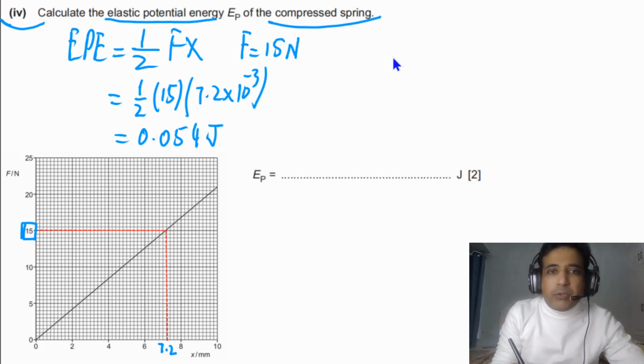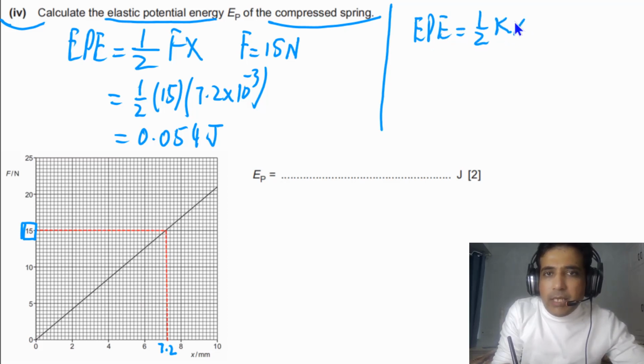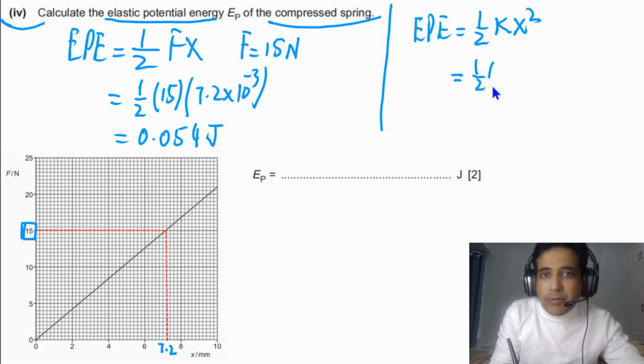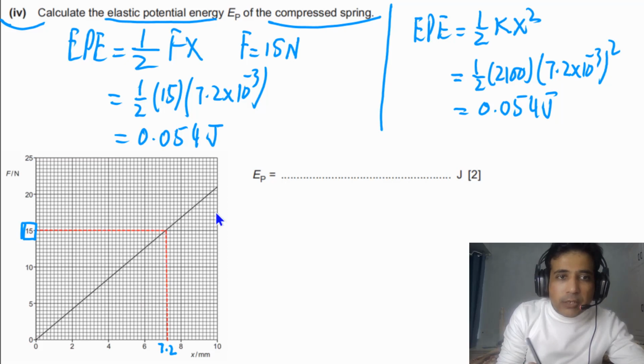But you can also calculate elastic potential energy using this formula. EPE is equal to 1/2 kx squared. We have already calculated the value of k. The value of k was 2100 and x you can read from here, that is equal to 7.2 times 10 to the minus 3, squared, and you will get the same answer. So you will get 0.054 joules.